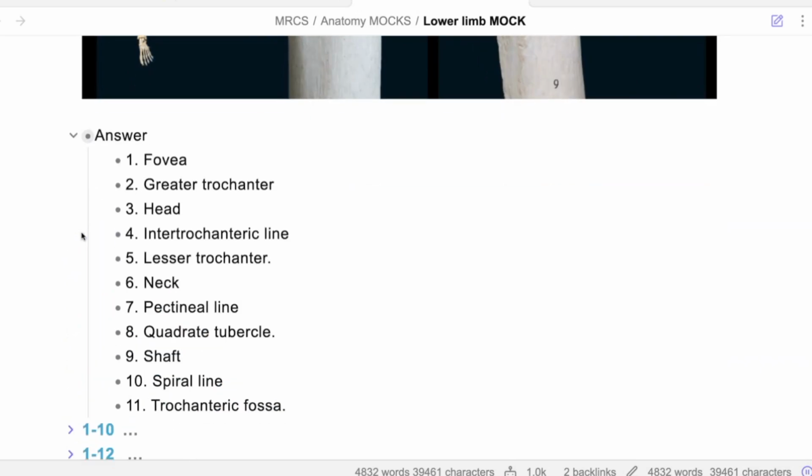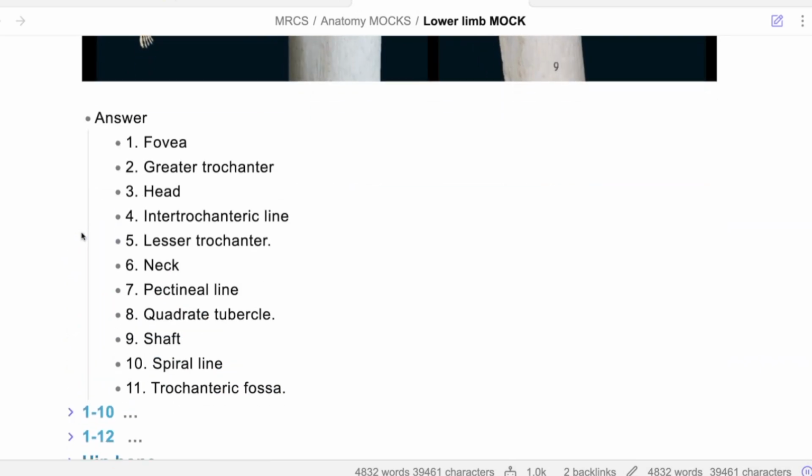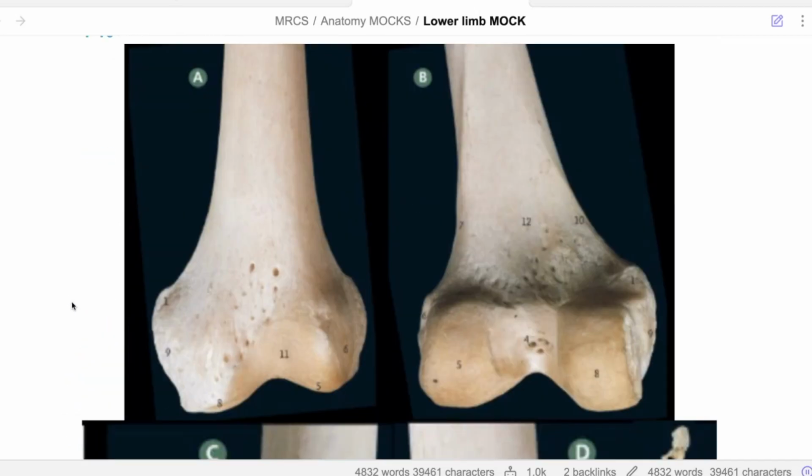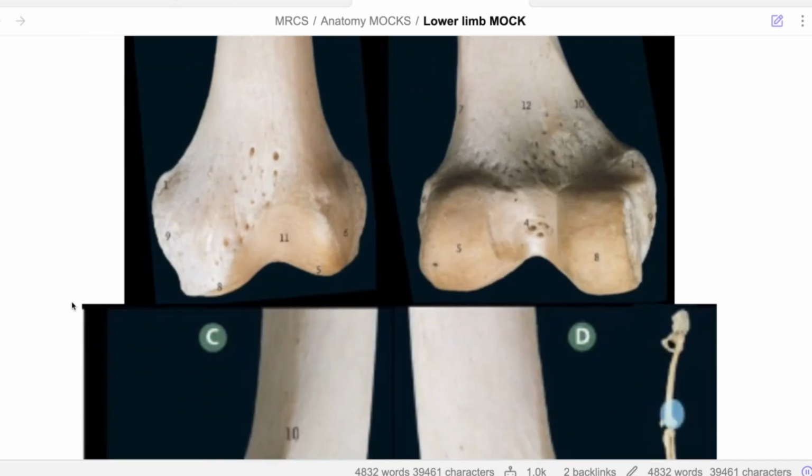I think you said them correctly. I'm sorry, the fossa is called trochanteric, not piriformis. Okay. What about 8 on this side? The medial condyle. 5? The lateral condyle. 1? The medial epicondyle.